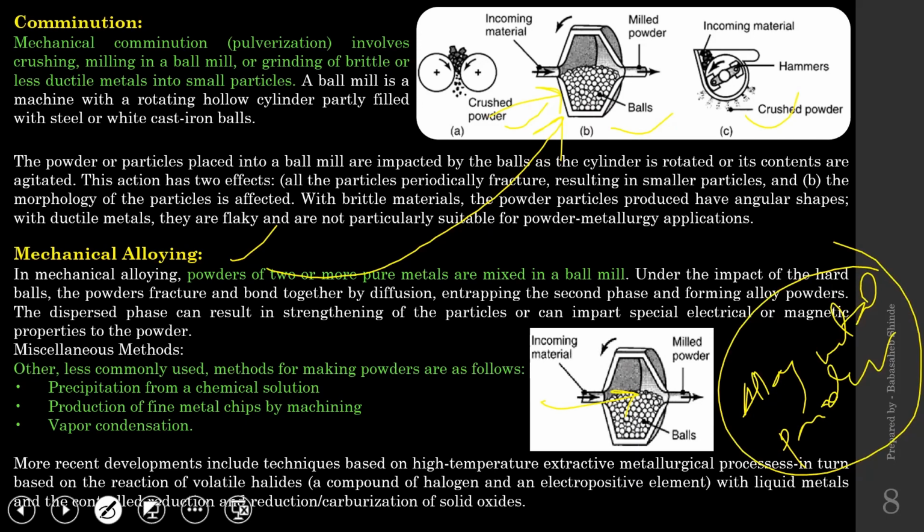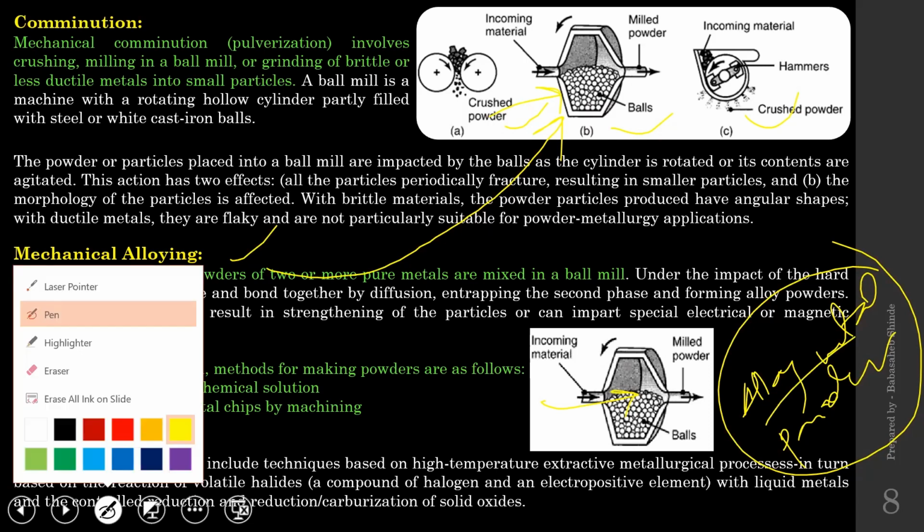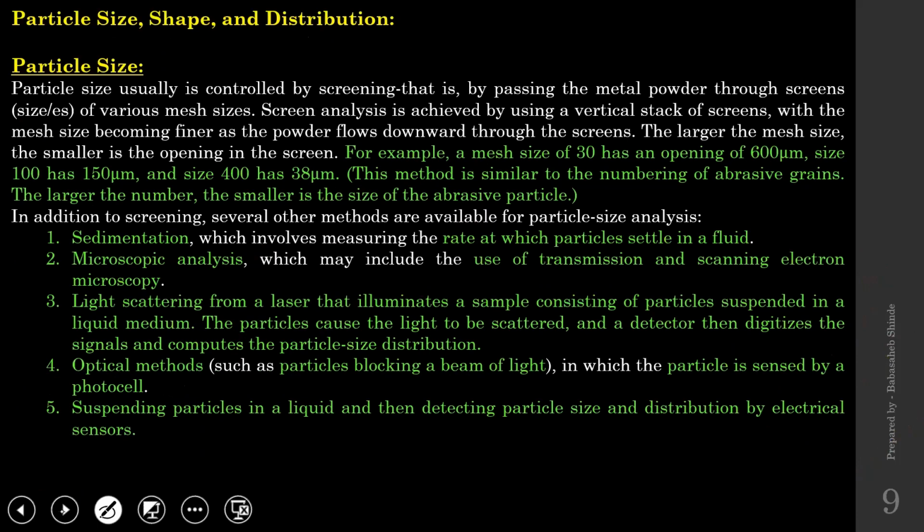Okay, so mechanical alloying, from the name you can get that it is forming the metal alloy powders. Then after that, we started with, I think this one also we discussed in the last session, particle shape, size, and distribution. The first part we started with was the particle size.